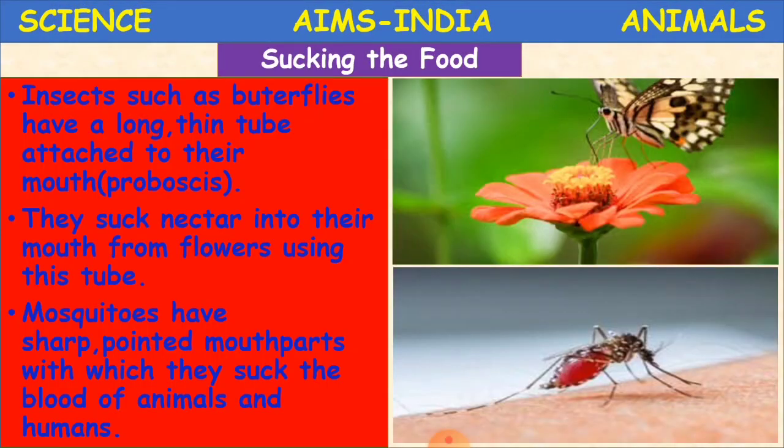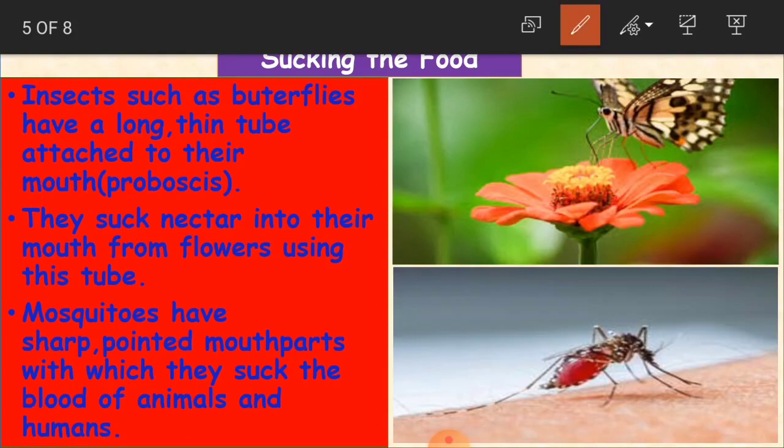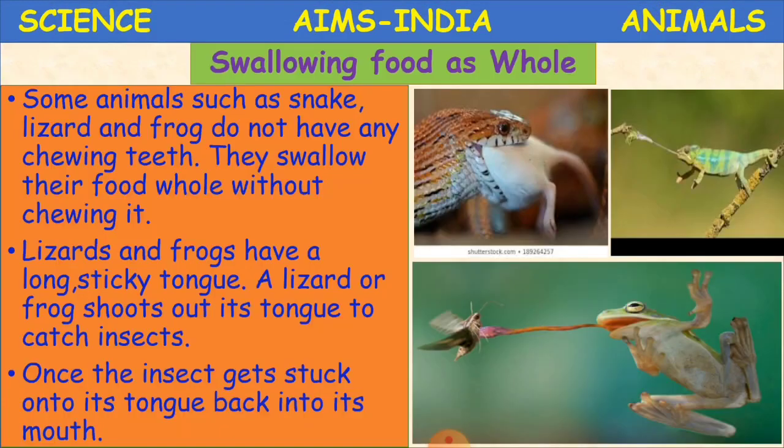And how do insects suck the food? Here we can see a butterfly and a mosquito, and we learned that these insects have a long and thin tube attached to their mouth, which we call a proboscis. They suck the nectar into their mouths from the flowers using this tube. And mosquitoes use their sharp, pointed mouth parts to suck the blood of animals and humans. Clear, children? So this is sucking the food.